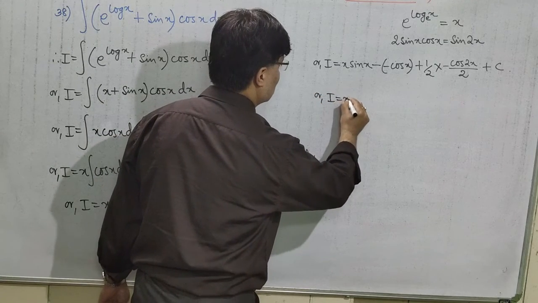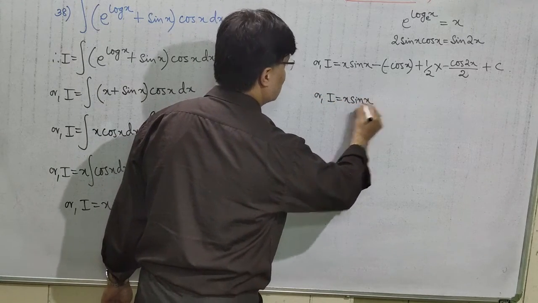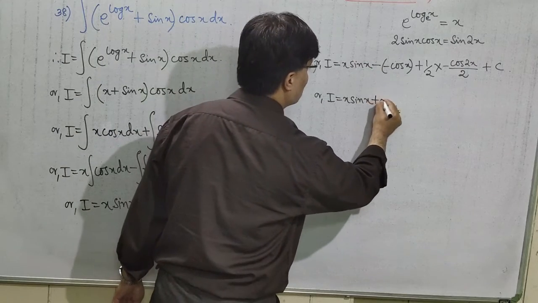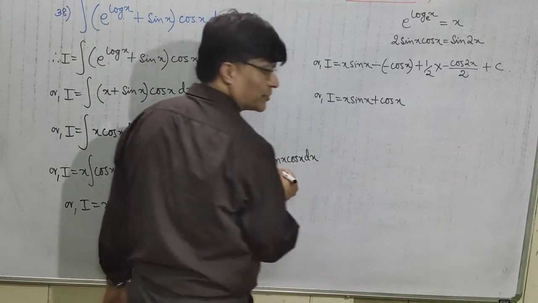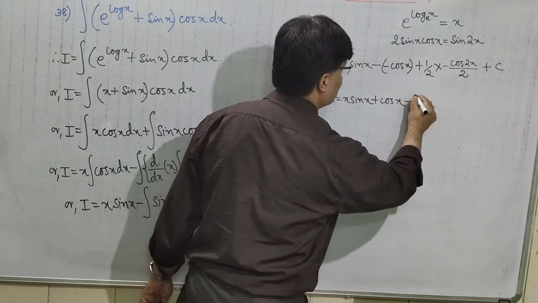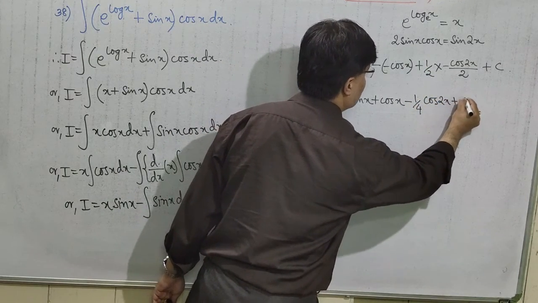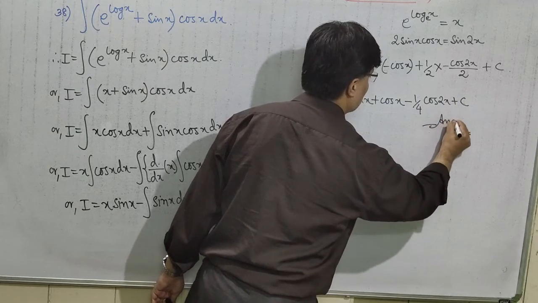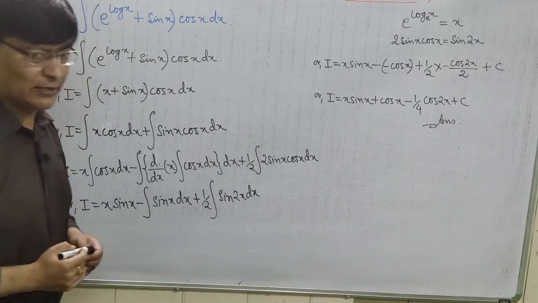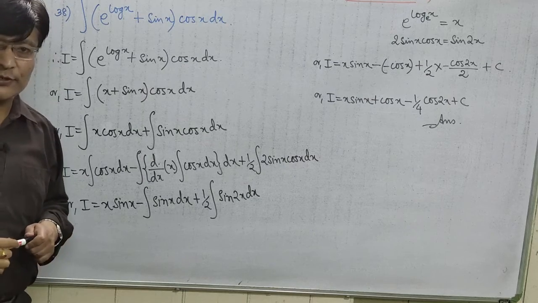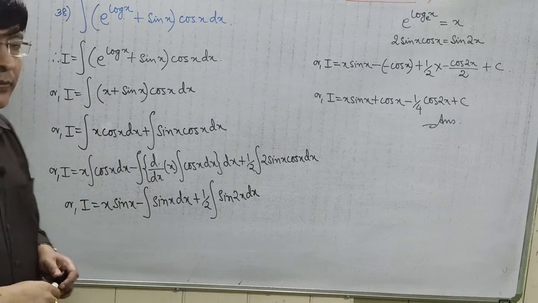I is equal to x sin x, minus into minus plus, this is cos x, plus half into minus cos 2x over 2, minus into minus, this is 1/4 cos 2x, plus c. So this is the final answer. So I think you have understood it. So you can copy it.